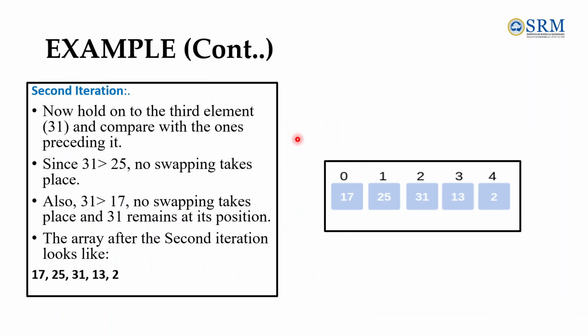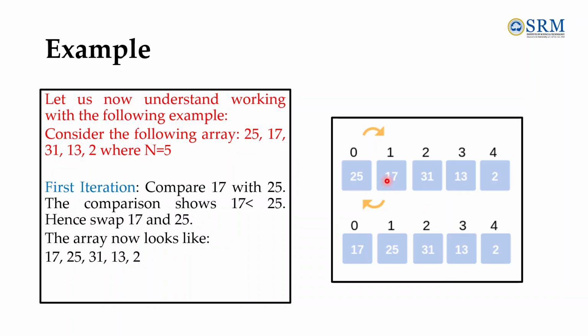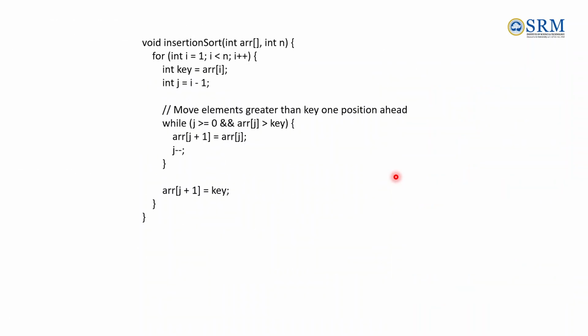So in the first iteration, we have taken this as the key element, and then we compare it with the previous values. Here you can also see i is equal to 1, so key is equal to array of 1. And then j is equal to 0, since i is equal to 1, so 1 minus 1 is 0.